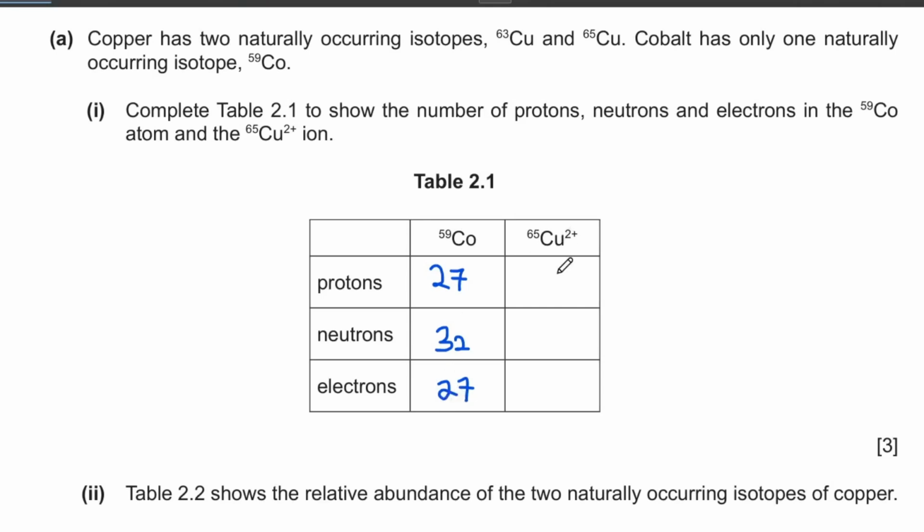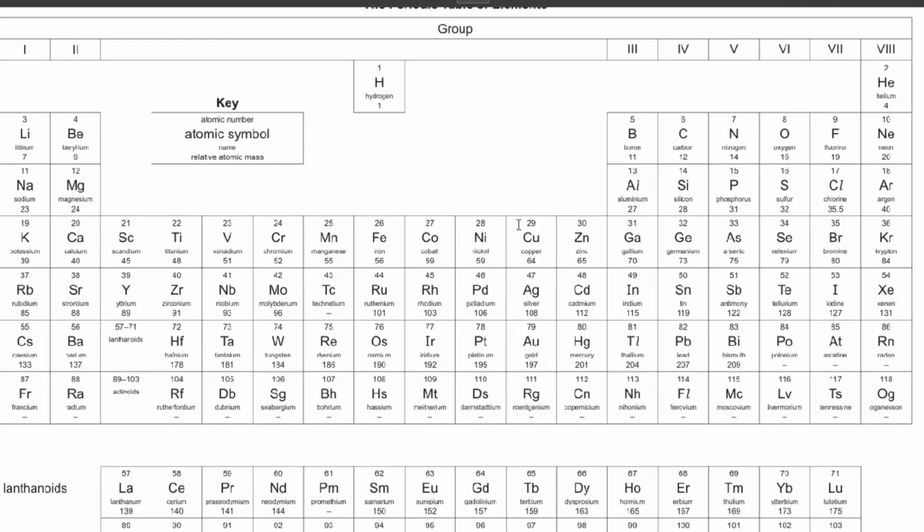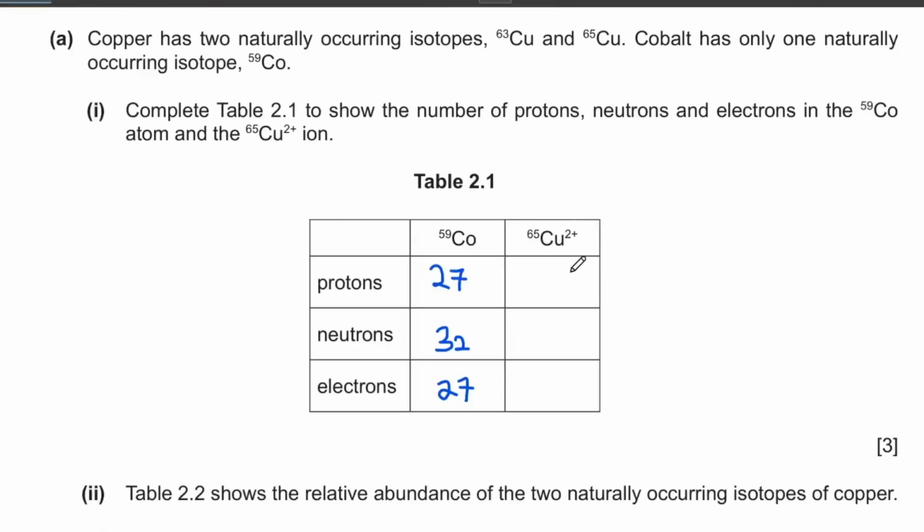Then we move to copper. The number of protons of copper is still going to be the same as the atomic number of copper. So let's check the atomic number of copper from the periodic table. On the periodic table, the atomic number of copper is 29. So therefore, the number of protons is 29. Then the number of neutrons is still the same thing we did here: 65, the mass number, minus 29, which is the proton number. This is going to give us 36.